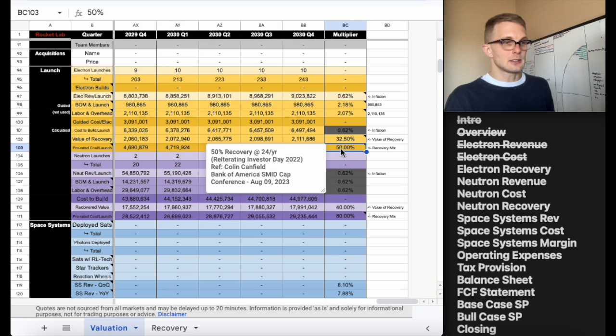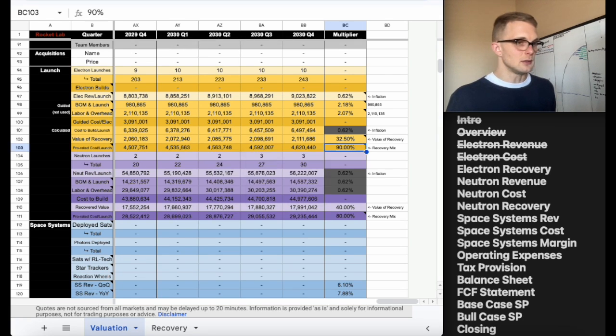As a result, I think this number is going to be a lot higher than the 50%. And this is another good example. Say you think it's going to go up to 80%, change that to 80. You think it'd be 90, do the same, right?